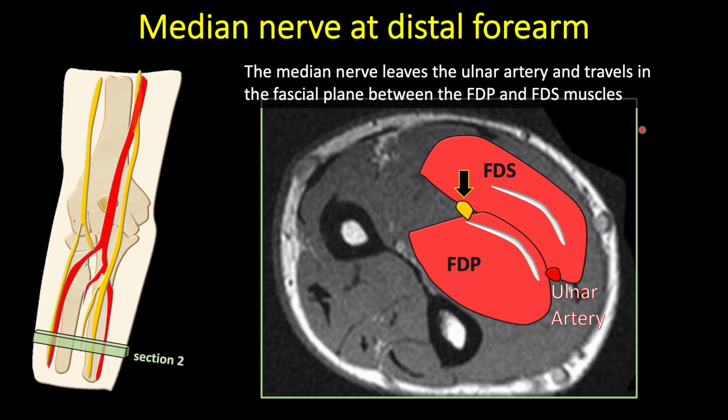In the forearm, sites of median nerve compression include the pronator teres, the biceps aponeurosis, and the flexor digitorum superficialis arch. One of the most frequent causes of compression at these sites is actually muscular hypertrophy.